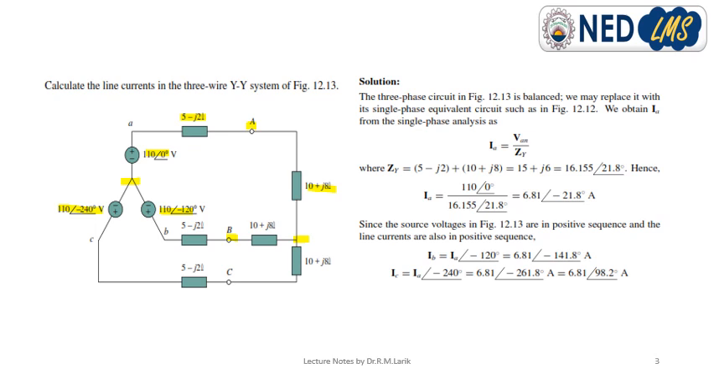You must know what is minus J, what is plus J. Minus J means the load is of the nature of resistance and capacitance, and plus J means the load is in the nature of resistance and inductance, because inductive reactance is positive J and capacitive reactance is minus J. So let's start the solution of this problem.